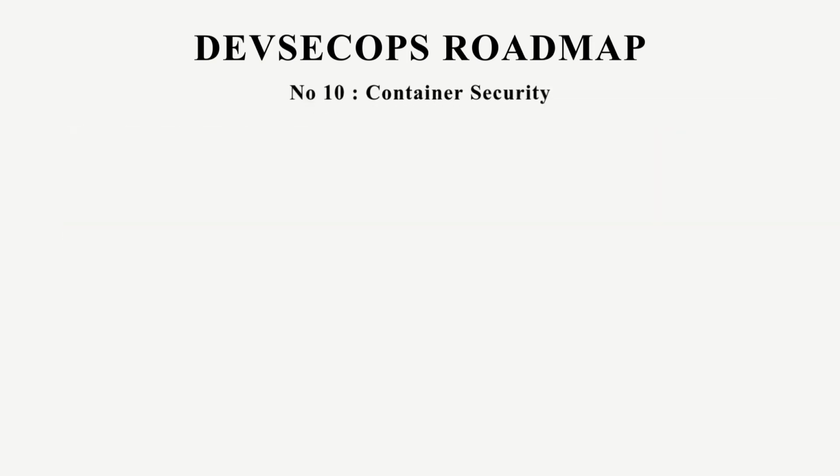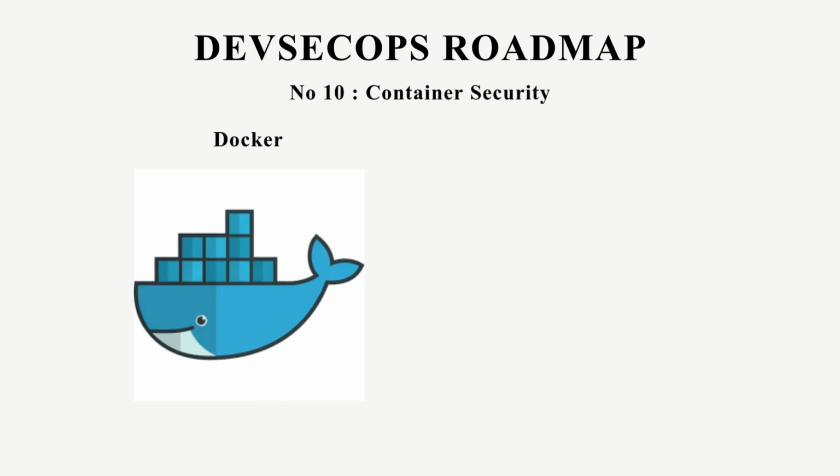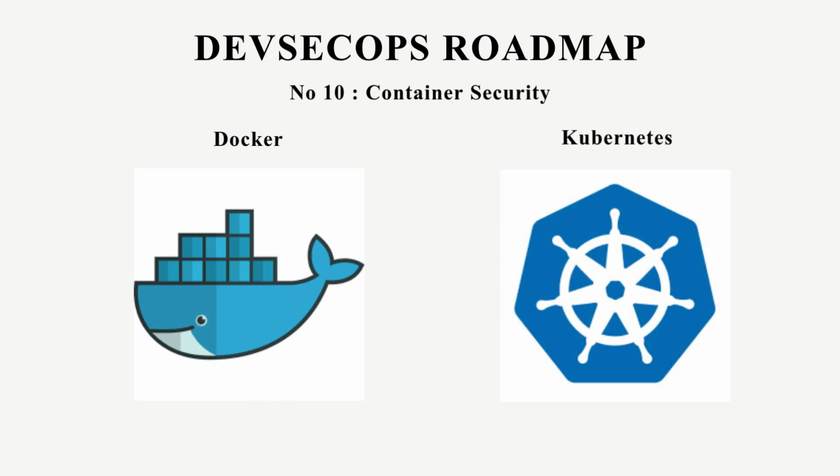Number 10, container security. Modern applications often run inside containers. The most popular container platform is Docker. Containers are often managed using orchestration platforms such as Kubernetes. However, containers introduce new security risks, for example, vulnerable container images, insecure configurations, and exposed secrets. To reduce this risk, security teams use image scanning tools to detect vulnerabilities before deployment.